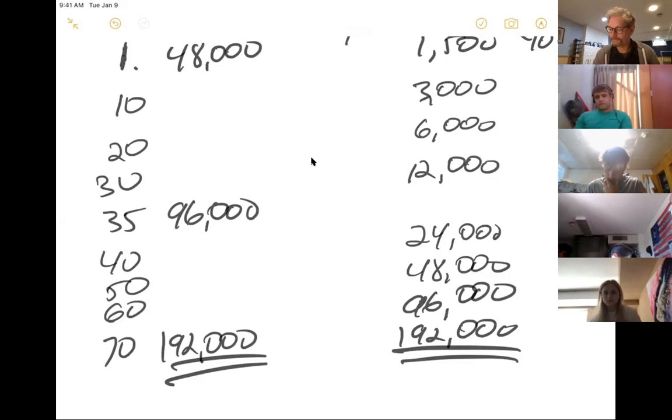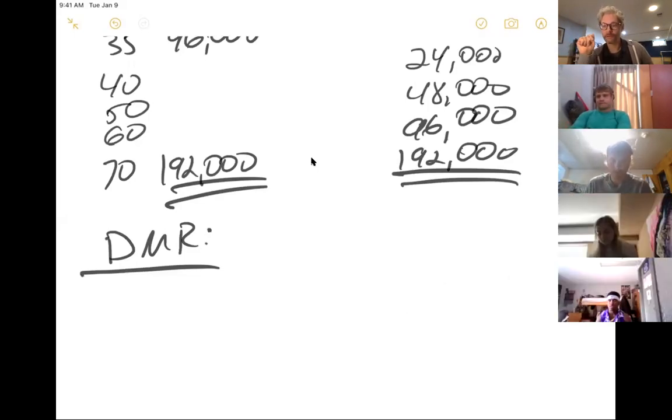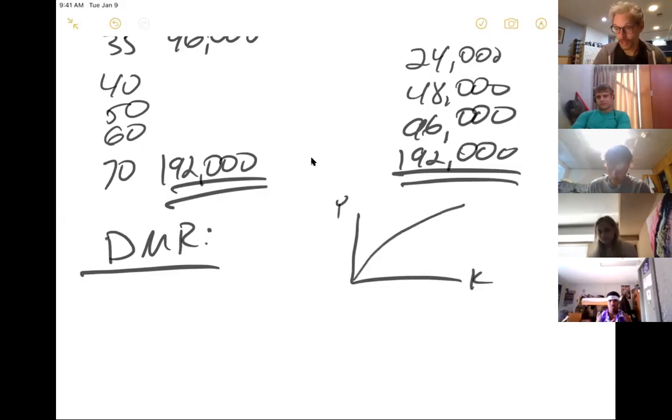Question number three says, define the concept of diminishing marginal returns. Some of us had a problem with this definition, right? And so this is in particular a definition you have to be very careful with, because a number of you said things like, well, when capital goes up, output goes down. No, that's not the case, right? When capital goes up, output goes up, but it goes up at a diminishing rate, right? That's the key to diminishing marginal returns.